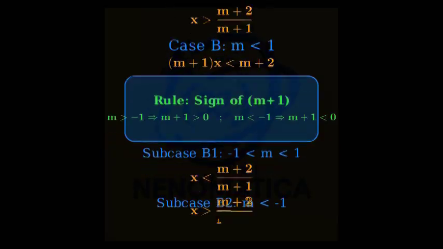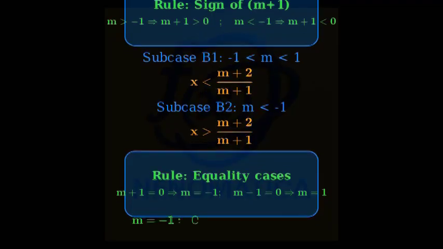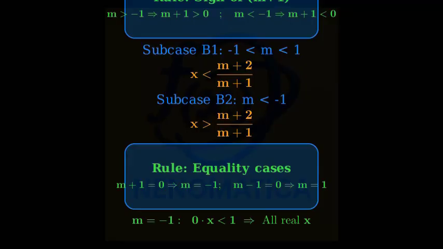Edge checks. When m plus 1 equals 0, that is m equals -1, the inequality becomes 0 times x is less than 1, which is always true for every x. When m minus 1 equals 0, that is m equals 1, the inequality becomes 0 greater than 0, which is false, so there is no x. Finally, combine the valid cases.